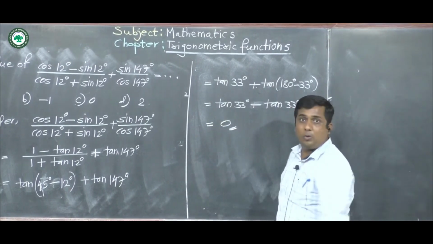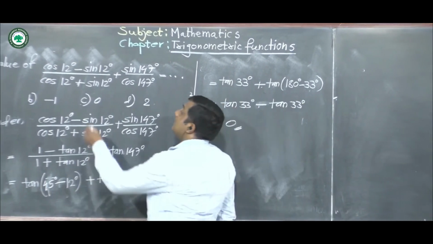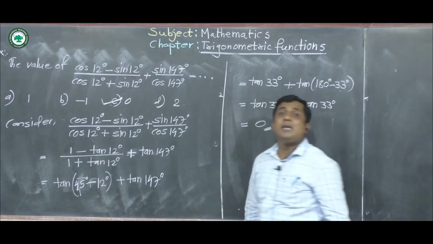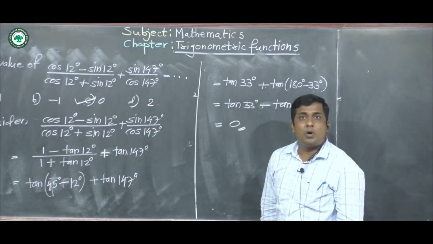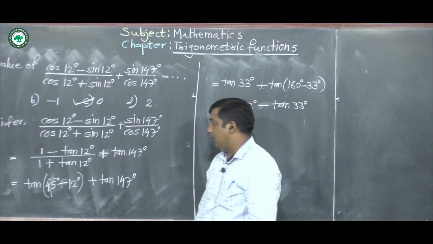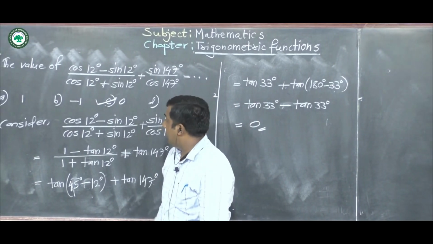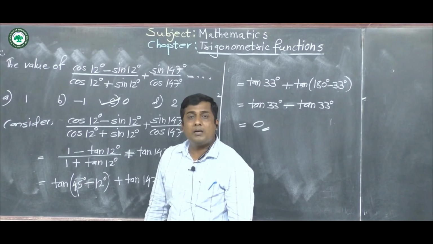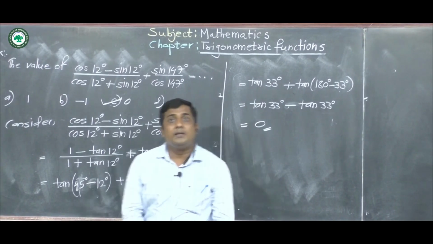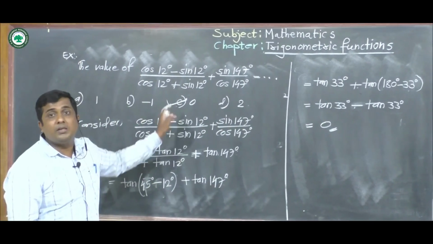Here we get 0, so the correct option is C. Again, directly by using our allied angle formula and the form tan of A minus B, we get this answer. We get 0 as the solution.